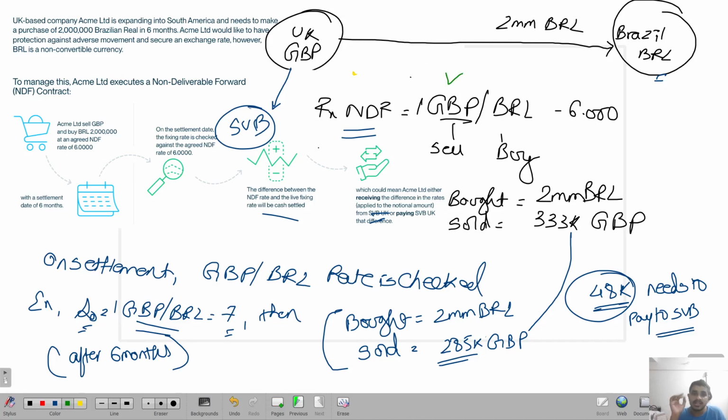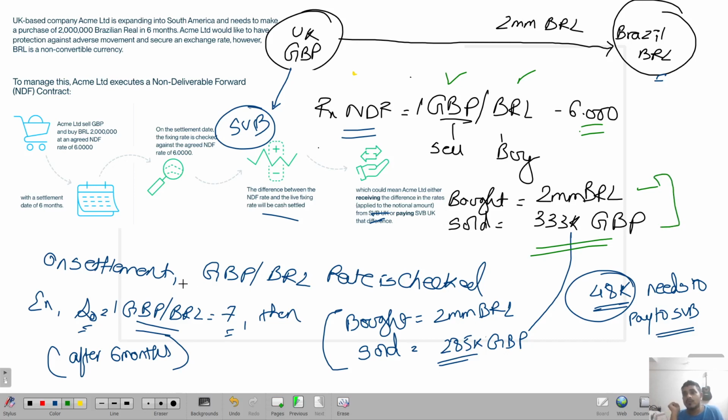I would sell GBP and buy 2 million Brazilian real at the rate of 6, right? So I will basically sell 333,000 pounds to buy 2 million Brazilian real 6 months from now.